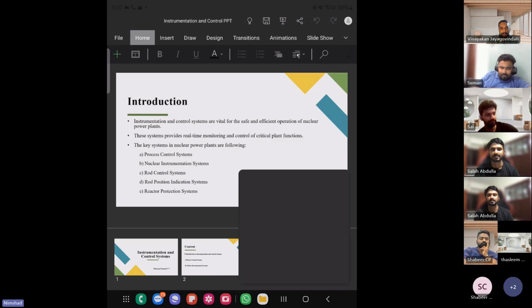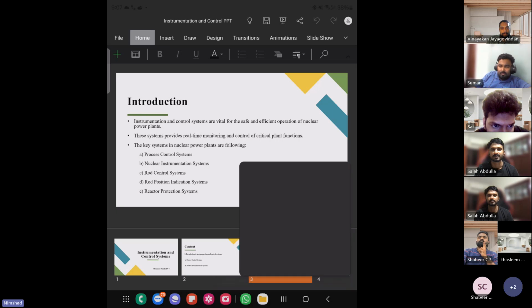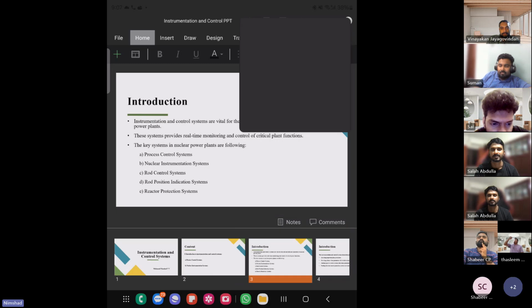So what is an instrumentation control system? Instrumentation control systems are vital for safe and efficient operation of nuclear power plants. These systems give us real-time monitoring and control of critical plant functions. There are five main systems in a nuclear power plant: process control system, nuclear instrumentation system, rod control system, rod position indication system, and reactor protection system.